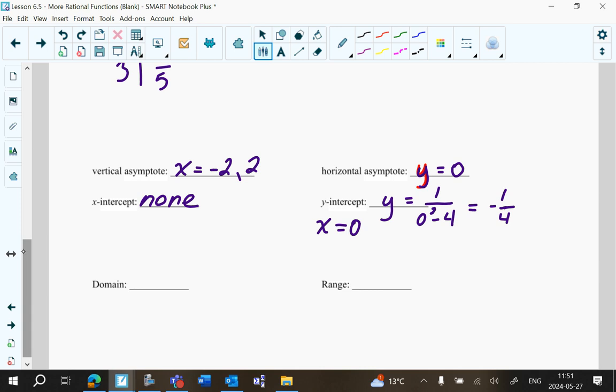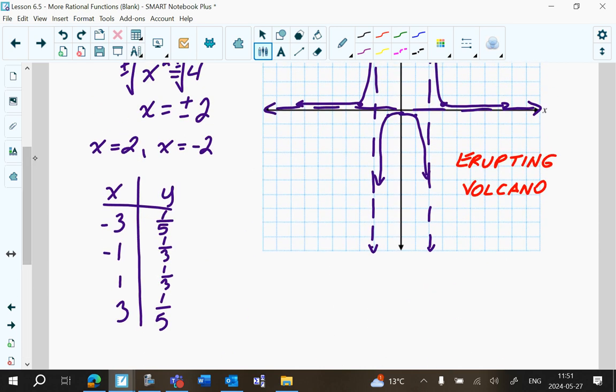what's the domain? x can't be 0. How about the range? That negative one. No, because part of the graph is below. y cannot be negative 1/4. y can't be closer to that.